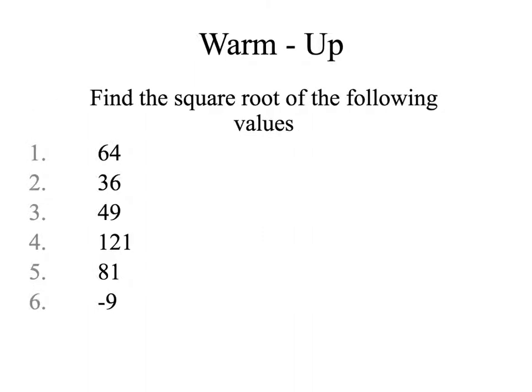So for the warm-up today, you just have a list of perfect squares, and I'm asking you to find the square root. So the square root of 64 is 8, 6, 7, 11, 9, and the square root of negative 9. It's actually no solution. You cannot take the square root of a negative number without doing a whole lot of other funky stuff and using imaginary values. We won't talk about it. You'll talk about imaginary values when you get to Algebra 2. So for right now, for our purposes, the square root of a negative at any point is no solution.